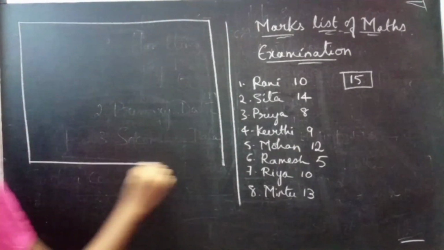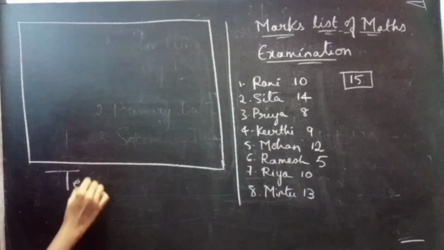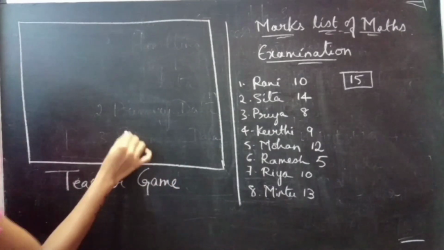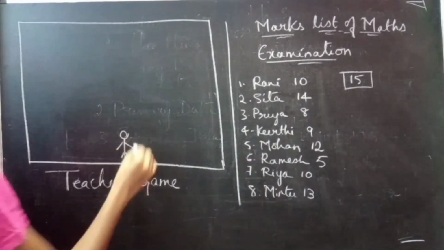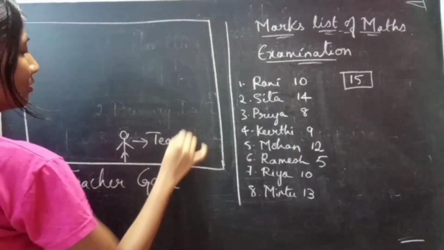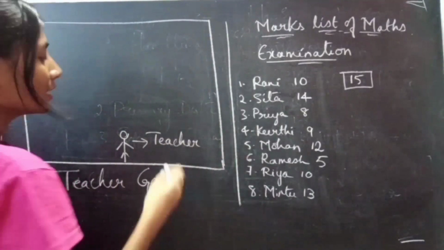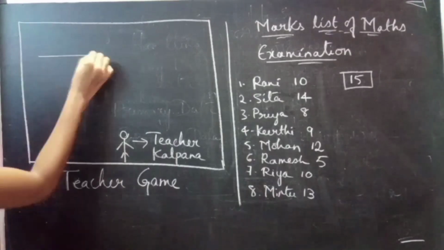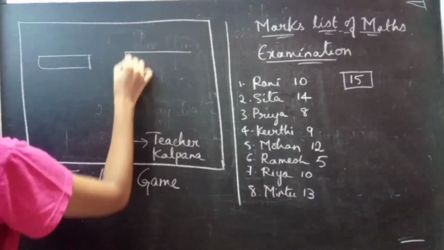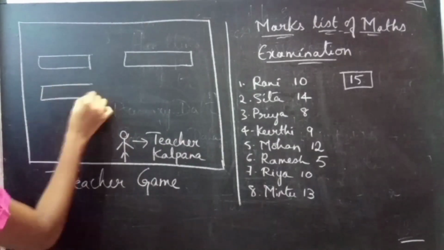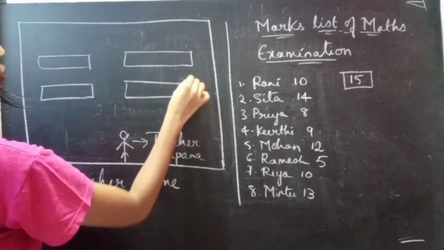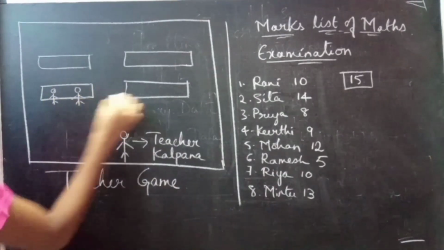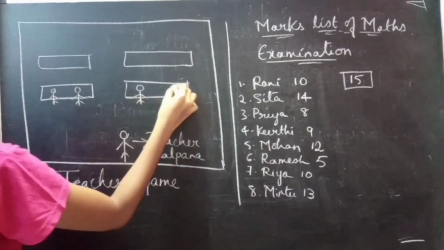Consider a classroom. So this is a teacher game. This is your teacher. Here I will be the teacher, teacher Kalpana. We'll be having four benches in our classroom. Each bench consists of 2 students. We allow only 2 students, right?